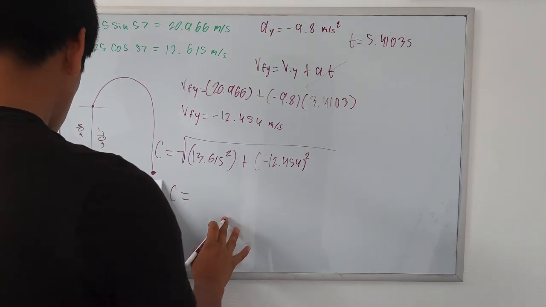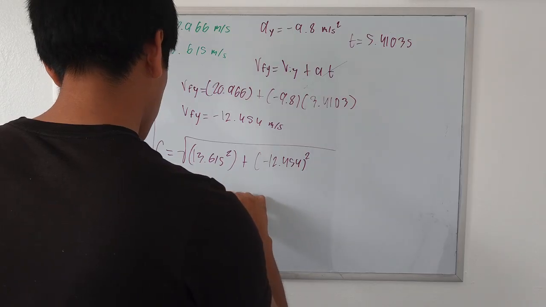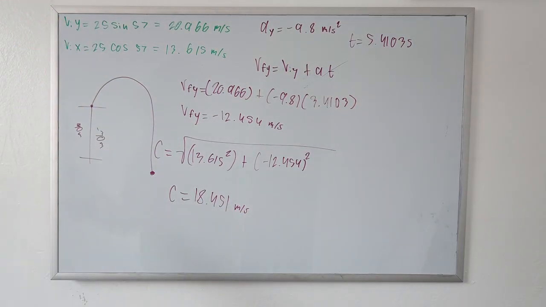That's going to get you 18.451 meters per second. So that's going to be our magnitude. Now we need our direction.